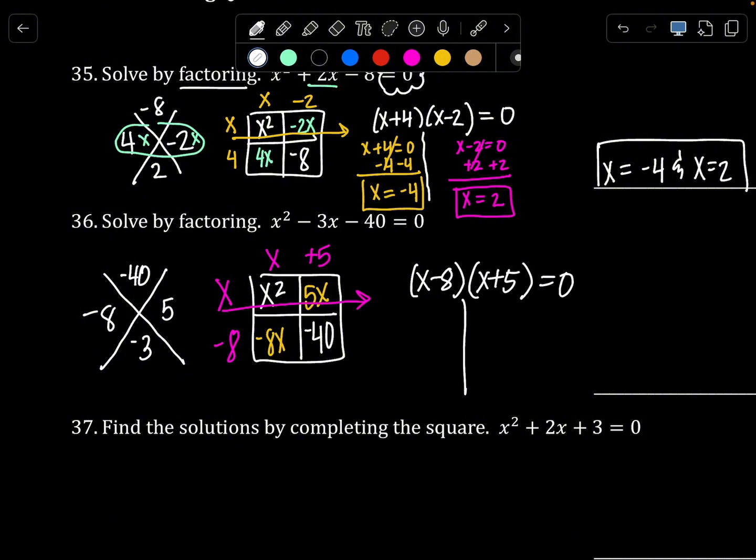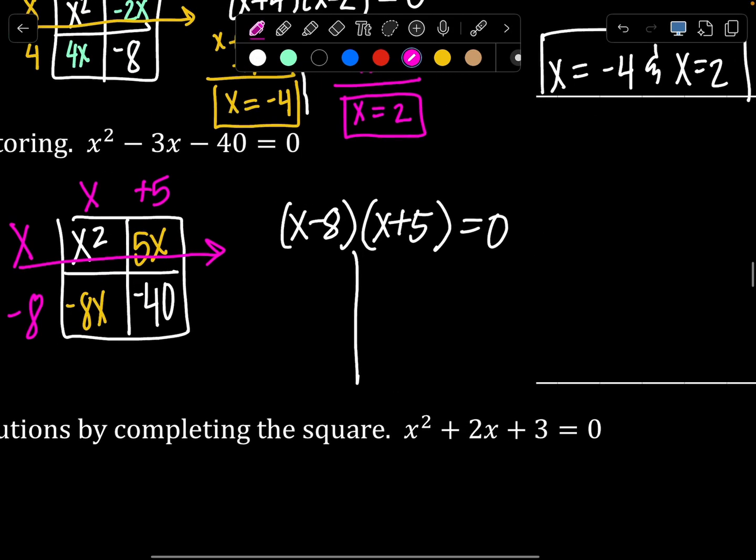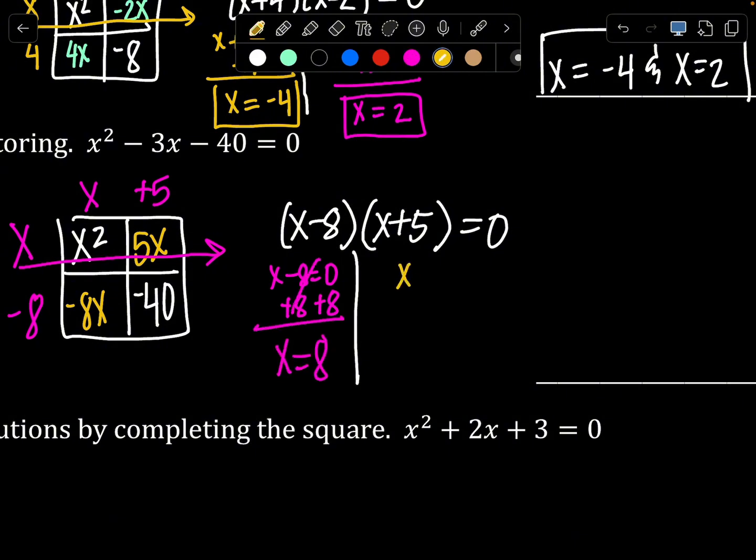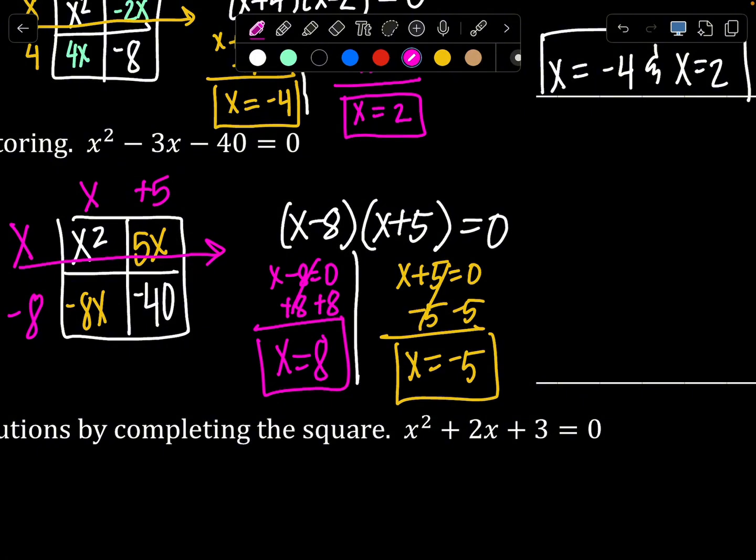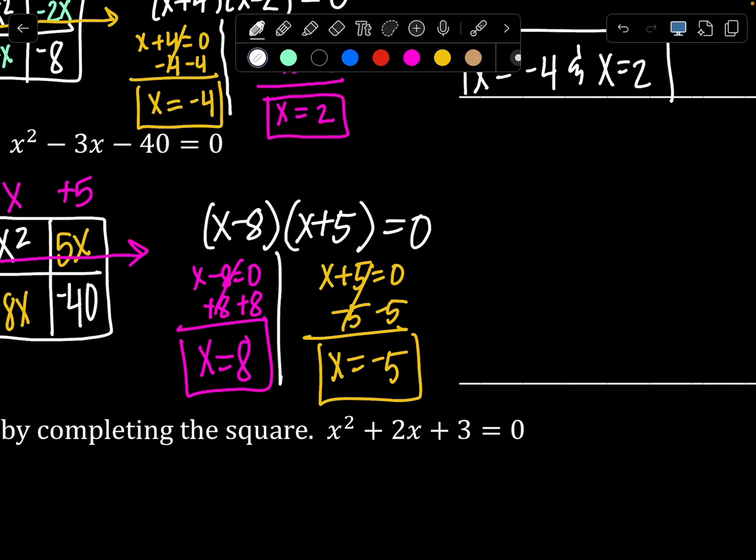You get two cases. The first parenthesis group: x must equal... add 8 to both sides. You get x equals 8 for one of them. The other one's x plus 5 equals 0. Subtract 5 from both sides. You get x equals negative 5. So you do get 2 x-intercepts. It's always good to know that.